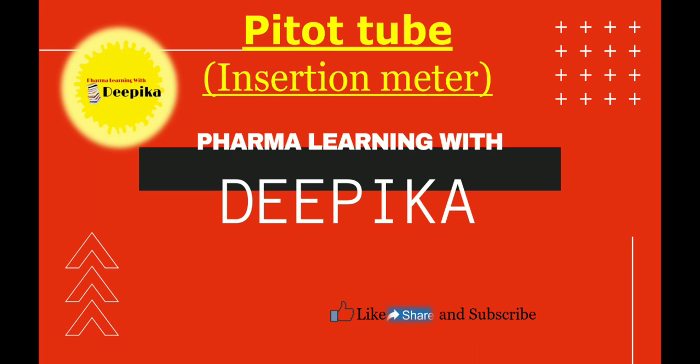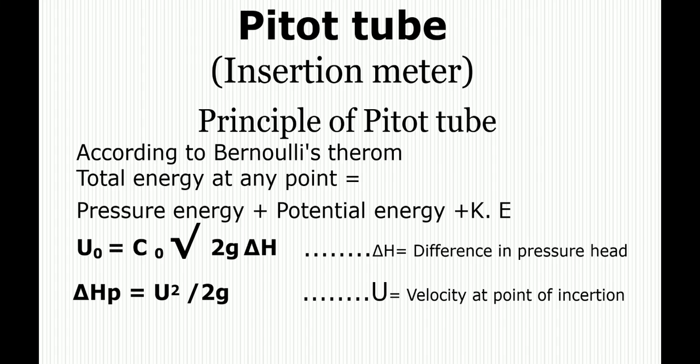So today we will study Pitot Tube. Pitot Tube is basically used to measure the flow of fluid. It is basically a hydrodynamic method. So first of all, what is Pitot Tube? Pitot Tube is basically called the insertion meter also, because you can insert it wherever you want to measure the pressure difference. So let's talk about the principle.